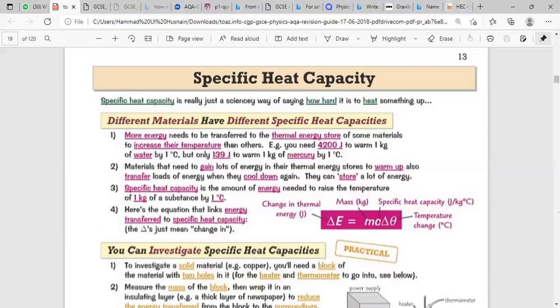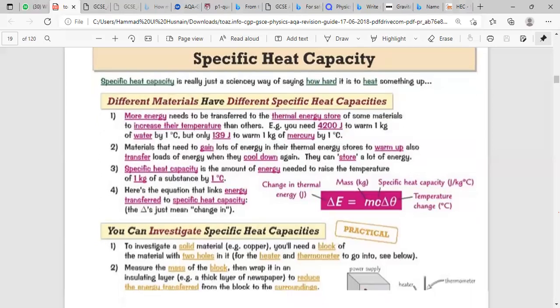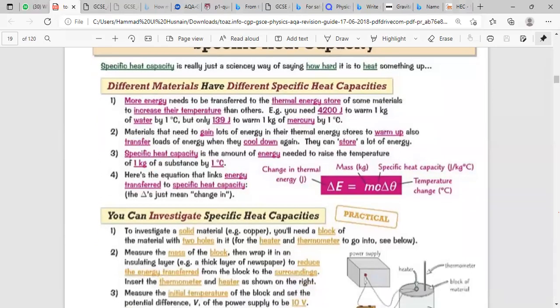We said that water needs 4200 joules to warm 1 kg of water by 1 degree centigrade. So it takes a lot of energy to be heated. On the other hand, mercury needs little energy to get warm by 1 degree centigrade. You can say that water stores more energy while mercury stores little energy. So if a material needs more energy to get heated, it will also release more energy when it cools down. When you cool down the water, it will release more energy as compared to mercury. Do you get my point? So water can store more energy as compared to mercury.